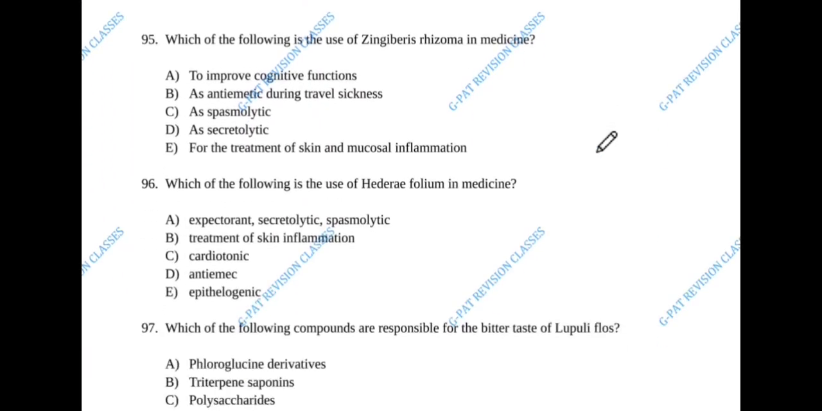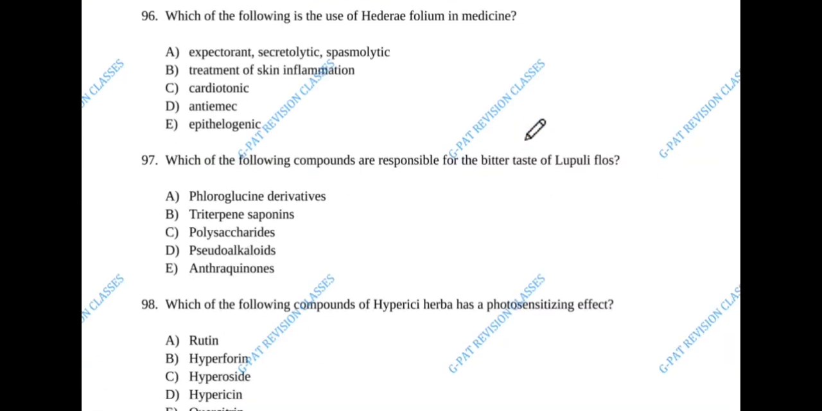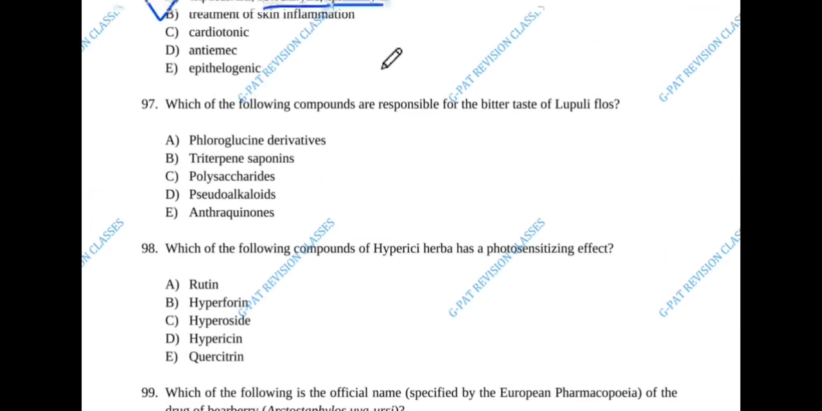Which of the following is the use of gingiberis rhizoma in medicine? The answer is B, an antiemetic during travel sickness. The answer is B. Next is 96 question number. Which of the following is the use of hederae folium in medicine? The answer is A, expectorant, secretolytic, spasmolytic. The answer is A.